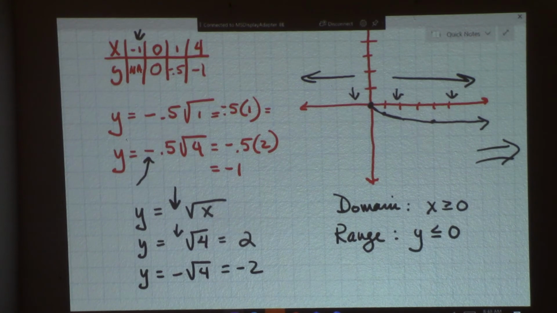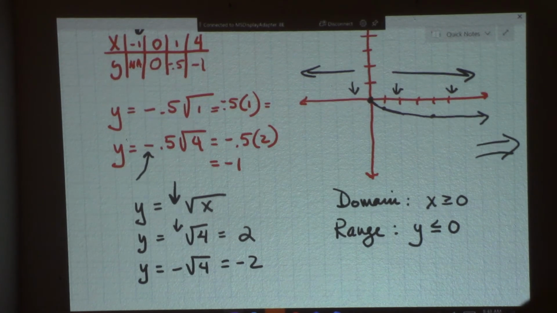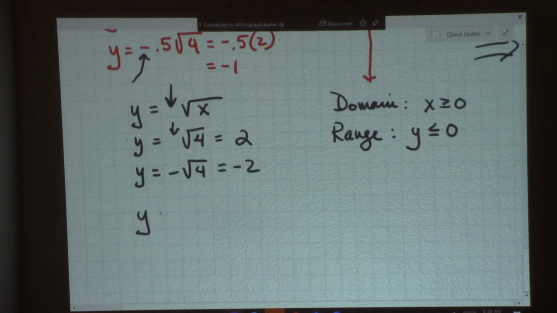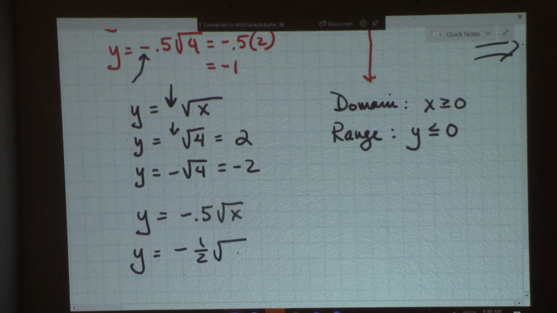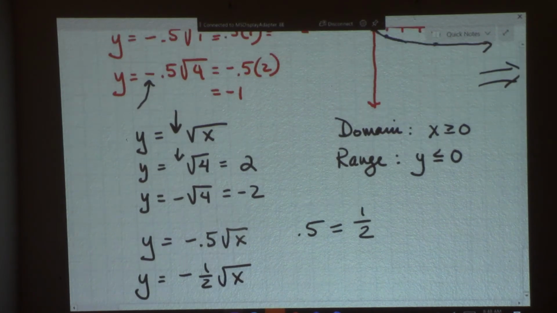Okay, so now let's look to see what the other questions are. What happens to the graph when the coefficient is a fraction? Okay, so let's talk about this. I have negative 0.5 square root of x. When I say that, I can change my decimal to a fraction, right? 0.5 is the same as 1/2. So I now have a fraction. So what happened to my graph?